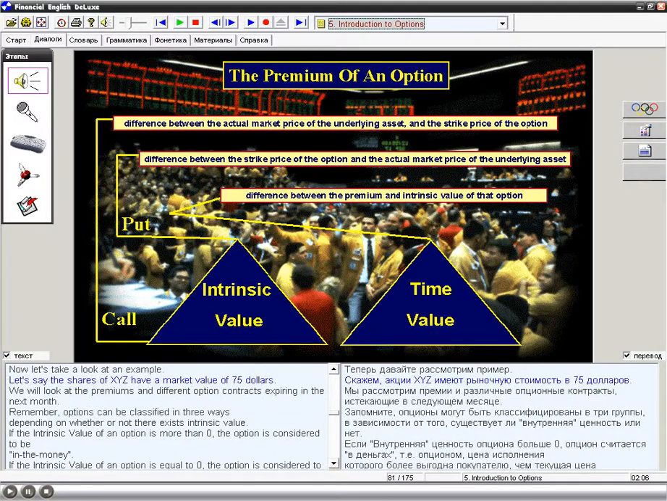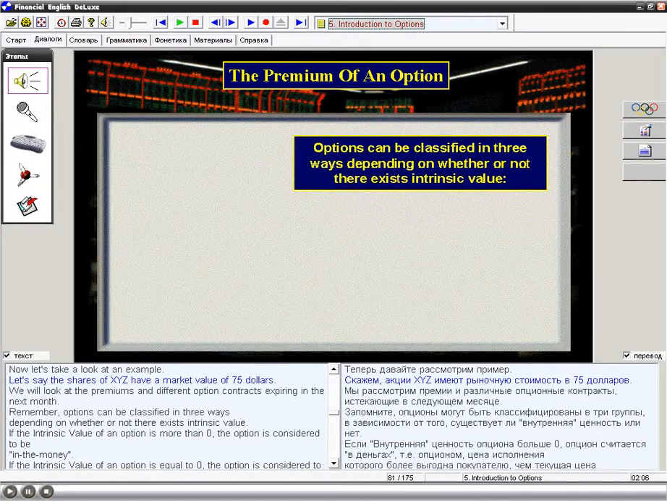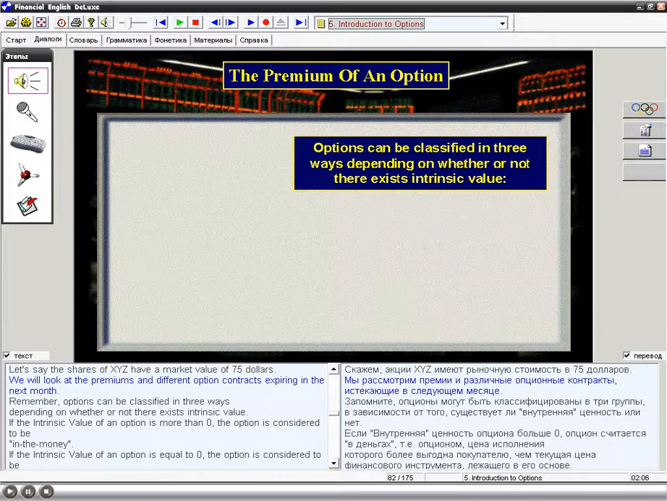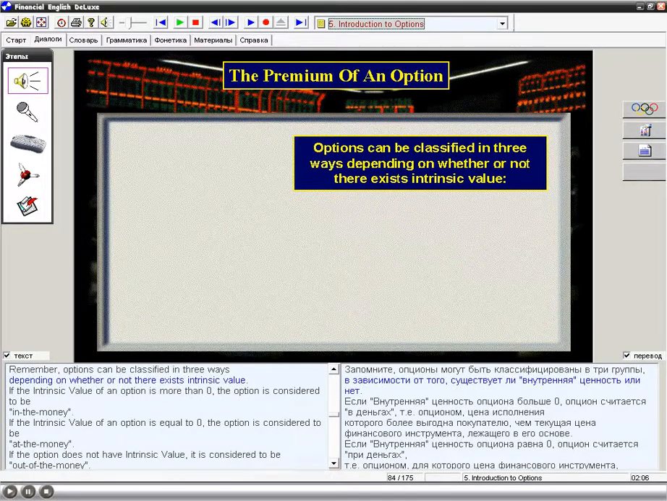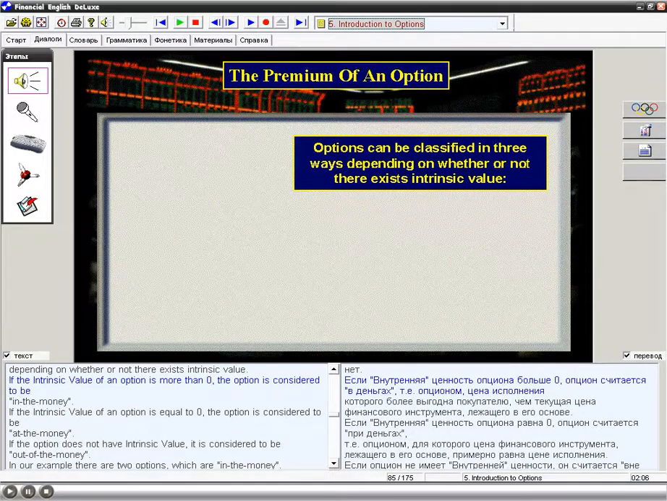Now let's take a look at an example. Let's say the shares of XYZ have a market value of $75. We'll look at the premiums on different option contracts expiring in the next month. Remember, options can be classified in 3 ways depending on whether or not there exists intrinsic value.